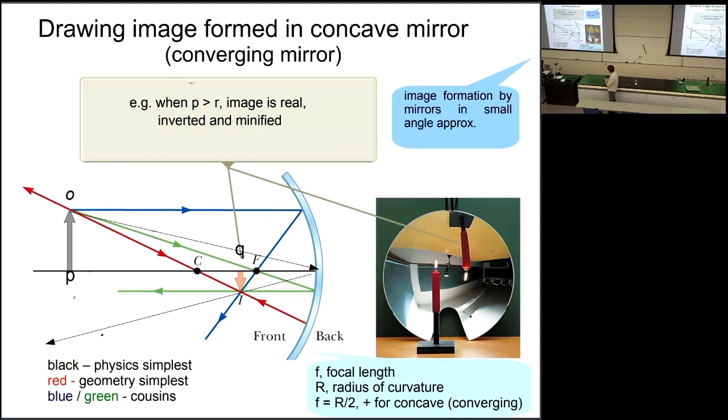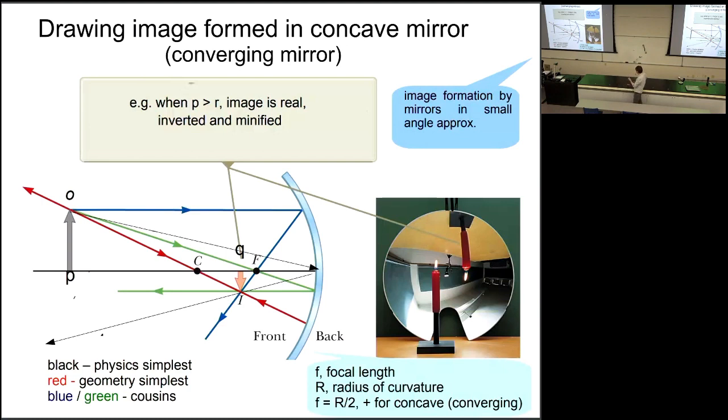This image, if we look at it, has a few properties that are interesting. It's been minified. It's been shrunk. We can see that. The pink arrowhead is smaller than the grey one. It's upside down. We can see that too. And if you were to look at it, it would appear to be in front of the mirror. The light appears to be coming from a location in front of the mirror. So that's a real image.